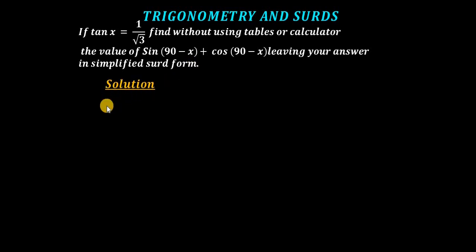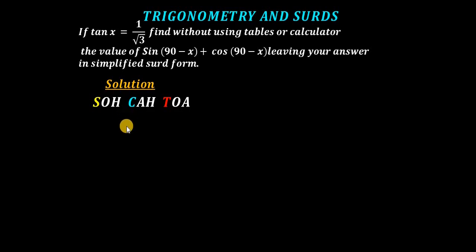First and foremost, we will begin by considering the trigonometric ratios, that is sine, cosine, and tangent in SOHCAHTOA. S here represents sine. Sine is opposite over hypotenuse. C stands for cosine. Cosine is adjacent over hypotenuse. T stands for tangent. Tangent is opposite over adjacent. Now this is considered with regard to acute angles of a right angled triangle.